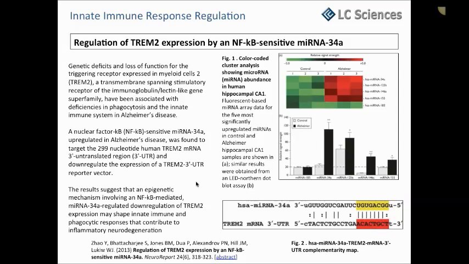So these results hint that microRNA 34A is clearly involved in downregulation of TREM2, and it's important in inflammatory neurodegeneration.